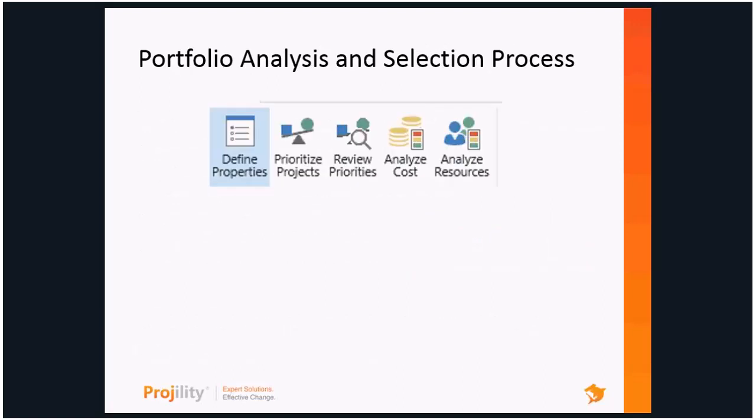So just breaking out the components of a good solid portfolio analysis and selection process, the first part of it is the ability to define your properties of the portfolio. We may say we have a portfolio of all of our IT investments for fiscal year 17. We may put a deadline and say all the requests have to be in by June 1st. When we define that portfolio, we're going to define what it is and the rules of the portfolio we want to analyze are. For instance, what's the time frame?